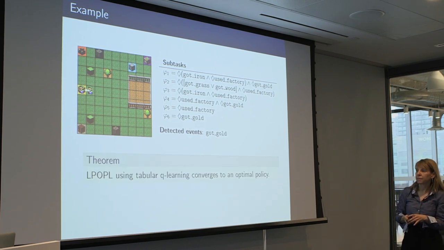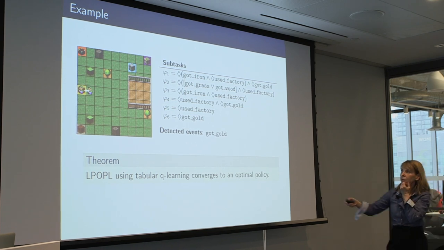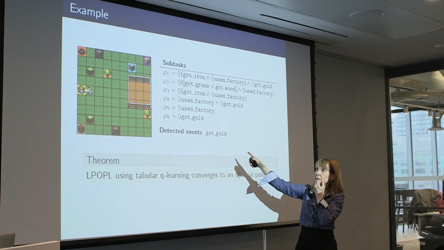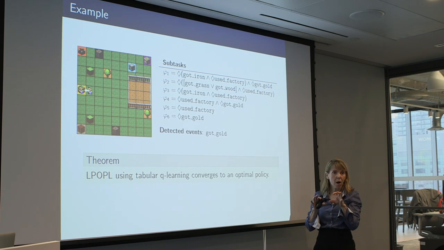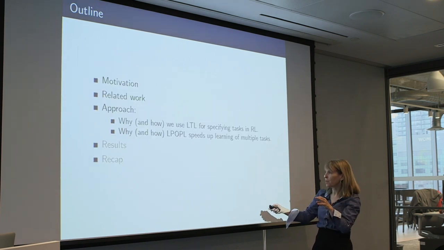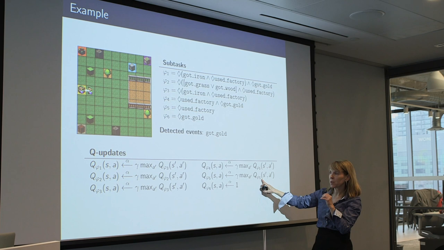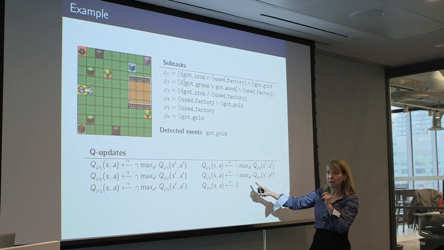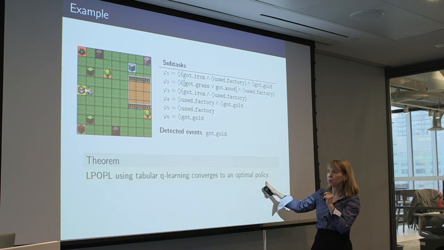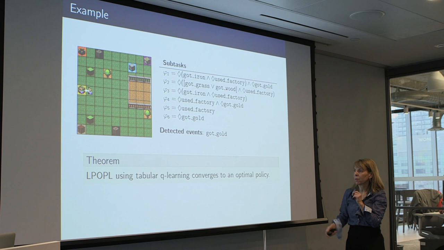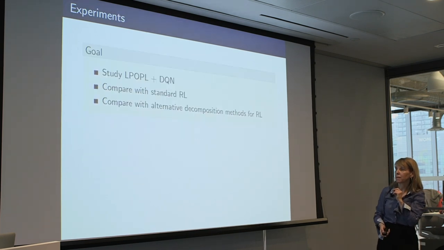Just a question: when you get to P6, that gets the reward of P5. So do you propagate all the rewards back and update? Yeah, they're all computed using these formulae exactly. So all of these updates are being done simultaneously. And we can prove again that we converge to an optimal policy.